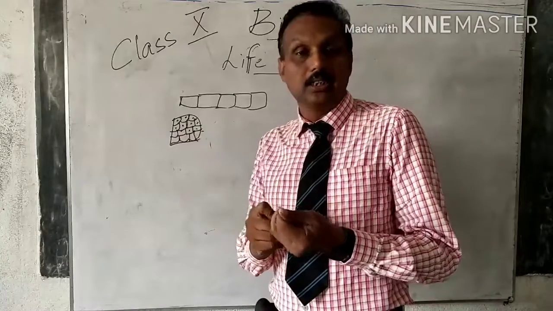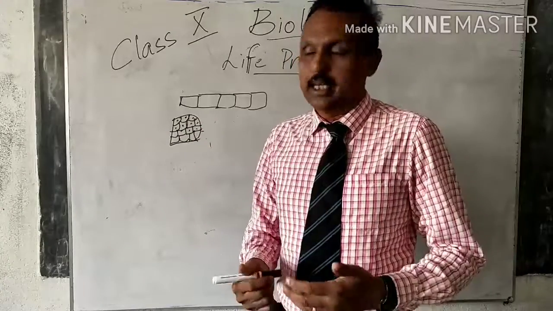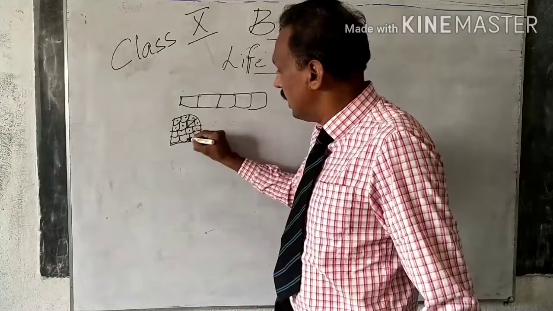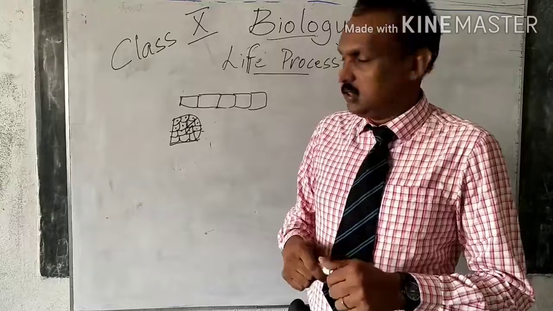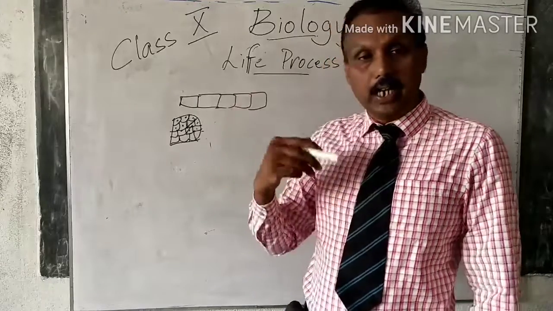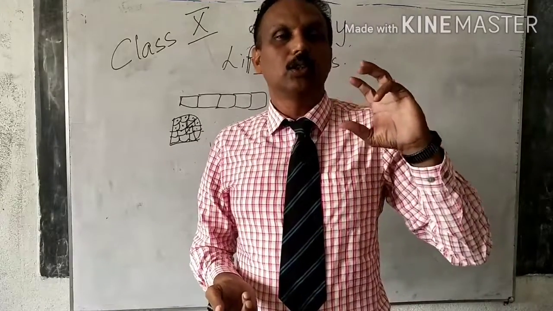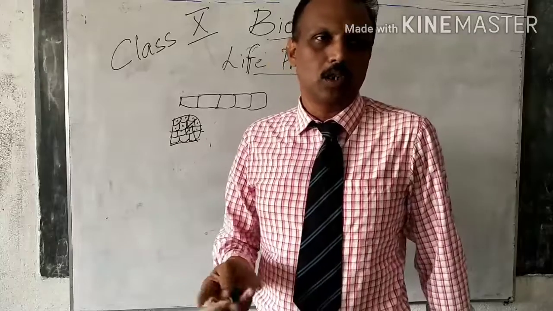And how do cells grow? How do cells multiply? They divide by themselves and then they grow into more number of cells. So what is the difference between living and non-living things? Living things grow, non-living things do not grow.